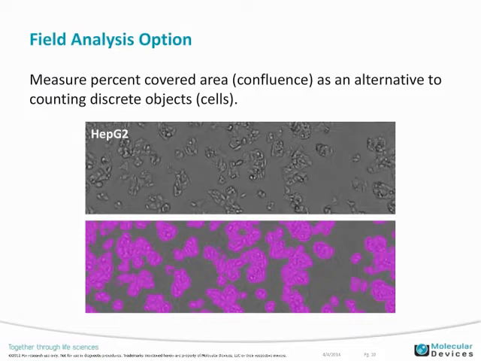called field analysis. So instead of identifying individual cells, this field analysis can be used to identify areas that are covered by cells, in other words, confluent areas, as an alternative to counting discrete objects or cells. So the image on the bottom shows the confluent areas that are identified by the software for the HepG2 image.